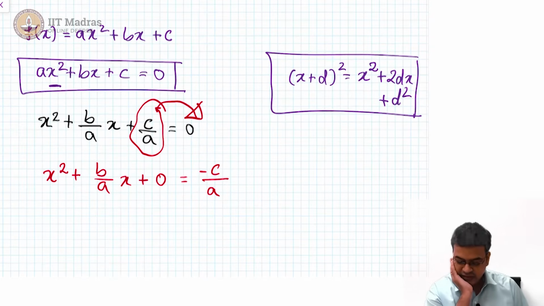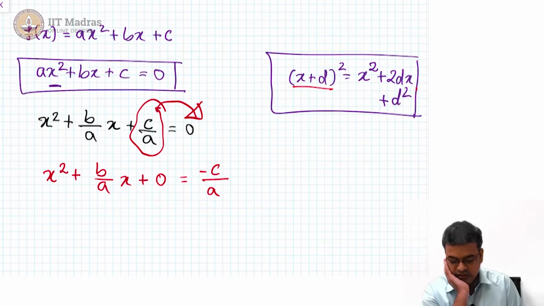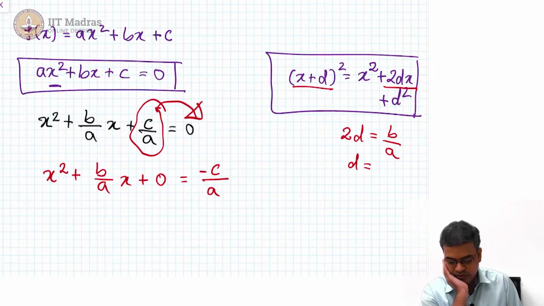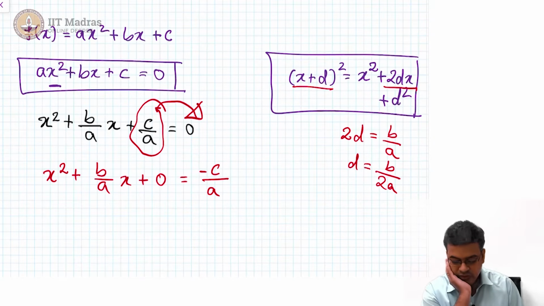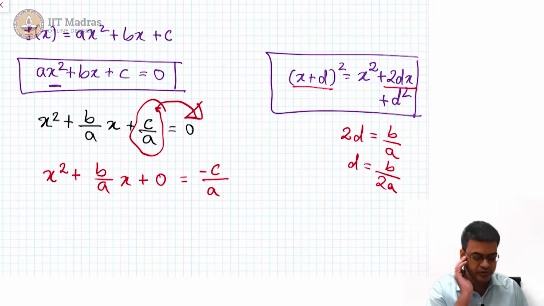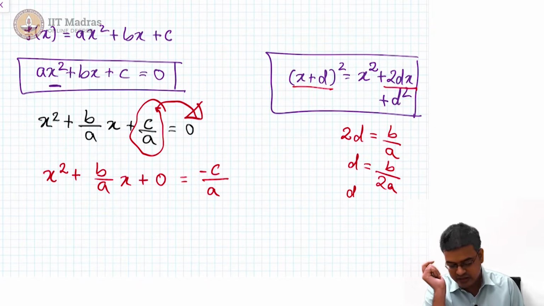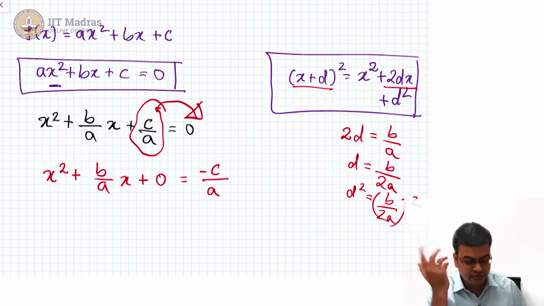Now an interesting thing will happen. If I want to complete the square, look at this term and this term. You will get a similar feature: 2d is equal to b by a. That means your d should be b by 2a, since 2dx is (b by a)x. So what is d square then? It is (b by 2a) the whole square, which is b square by 4a square.